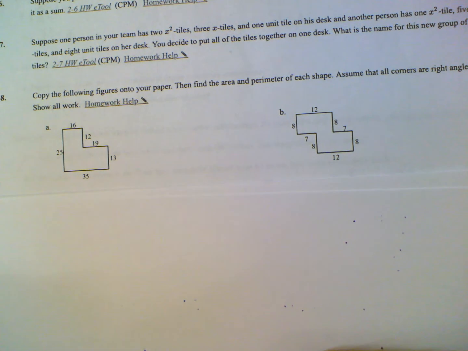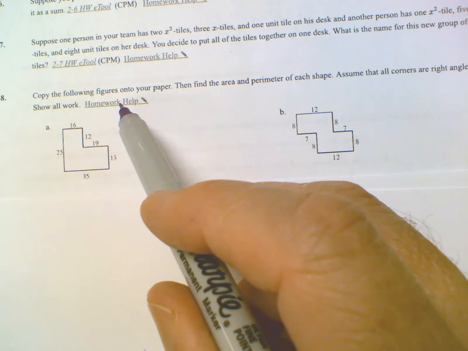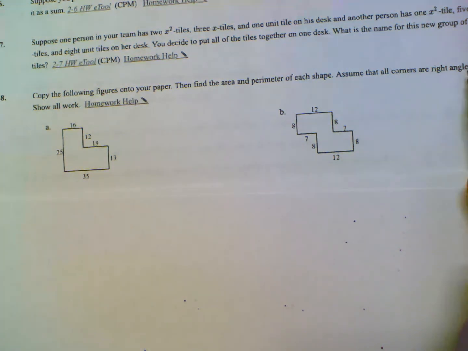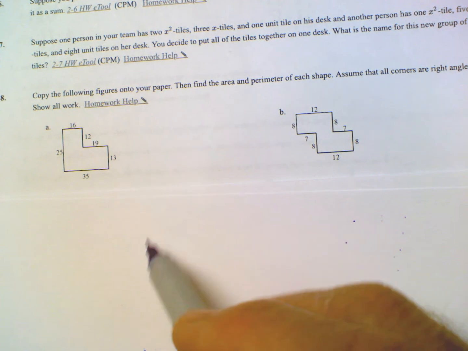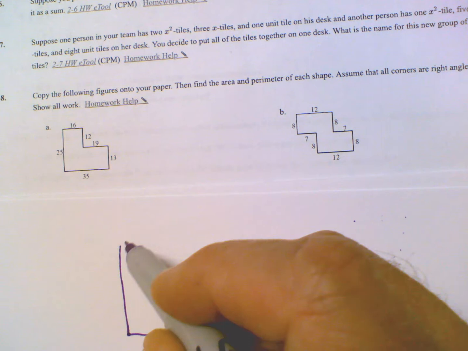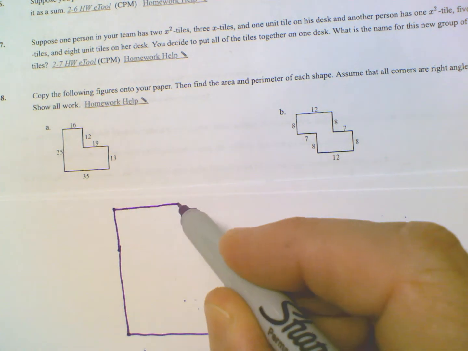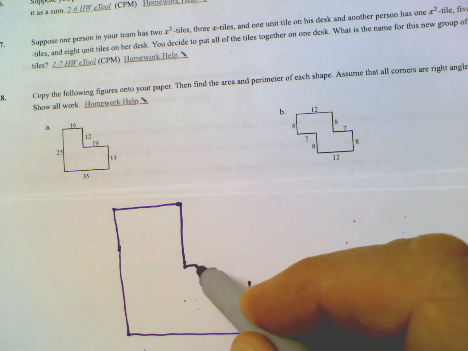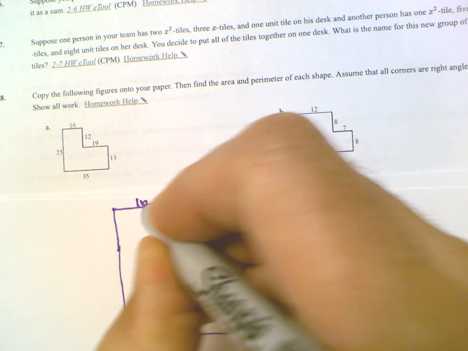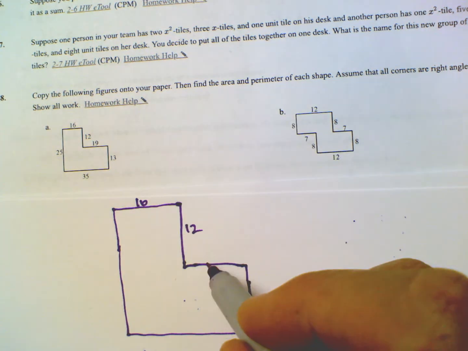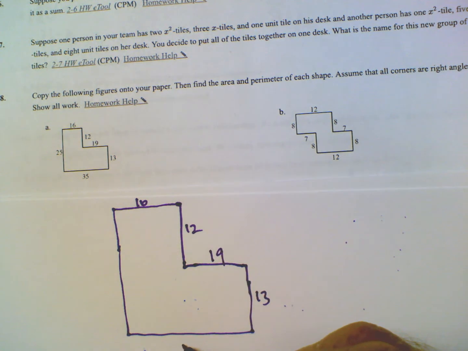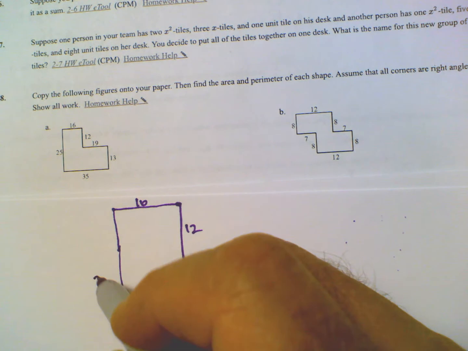And A, well, first of all, the directions say copy the following figures on your paper and then find the area and perimeter of each shape, assuming that all corners are right angles, show all your work. Right, so if I copy that figure, make it a little bigger so I can write all over it, we have something like this. And then the sides are labeled 16 on top, that's 12. This one's 19, 13, 35, and 25.